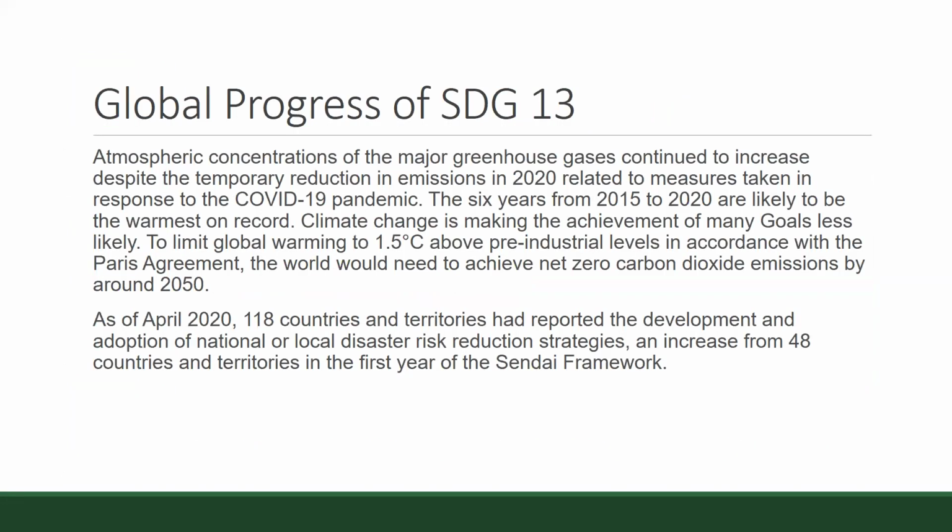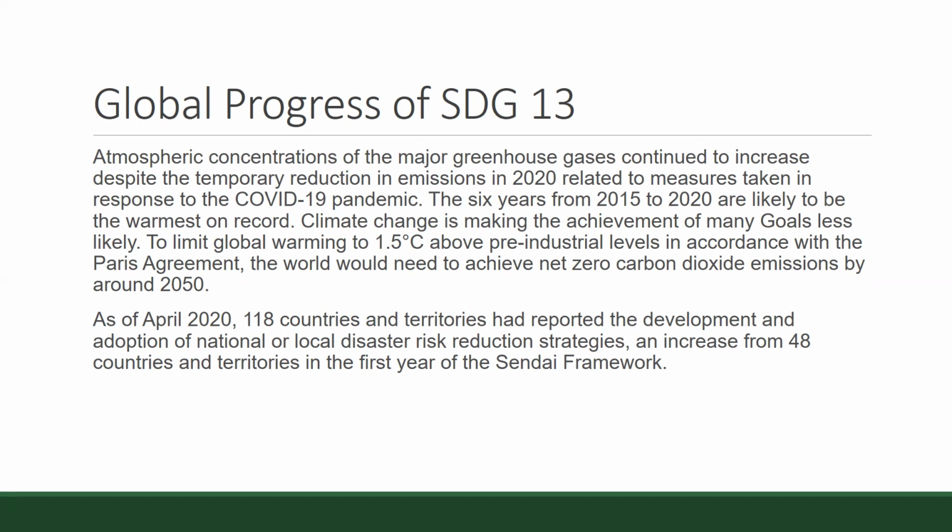The global progress of SDG 13 is atmospheric concentrations of the major greenhouse gases continue to increase despite the temporary reduction in emissions in 2020 related to measures taken in response to the COVID-19 pandemic. The 6 years from 2015 to 2020 are likely to be the warmest on record. Climate change is making the achievement of many goals less likely. To limit global warming to 1.5 degrees centigrade above pre-industrial levels in accordance with the Paris Agreement, the world would need to achieve net zero carbon dioxide emissions by around 2050.